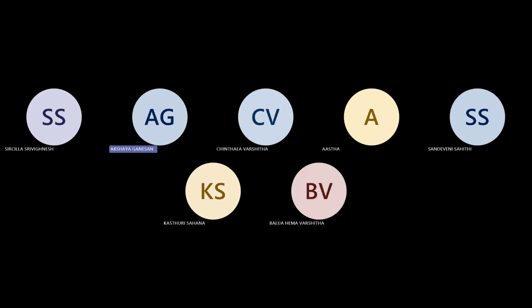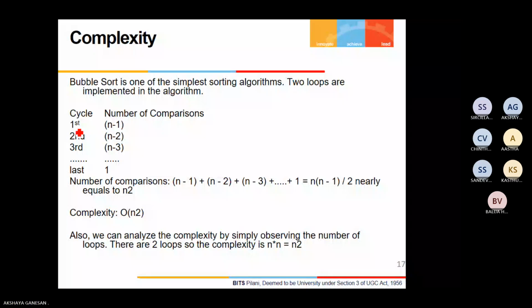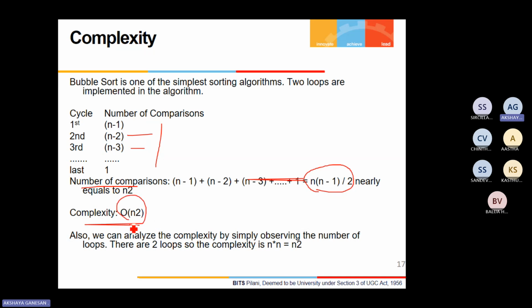Now going back to the complexity of the algorithm, two loops are implemented. First n-1 comparisons, then n-2, n-3, and that's how it keeps repeating. So the number of comparisons is n-1 plus n-2 and so on. The total is almost n into n-1 comparisons. So that is why the complexity is order of n squared.